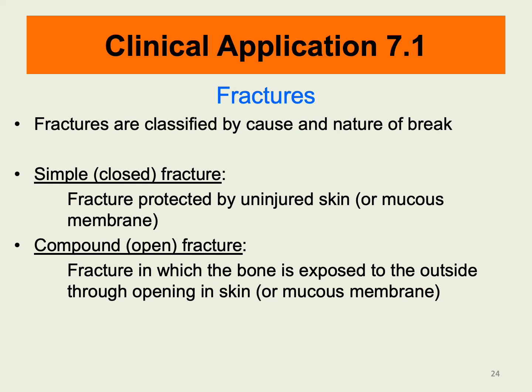Okay, now we came to clinical application, the fractures. Fractures are classified by cause, what caused it, and nature of the break. And it can be either simple or compound. Or in other words, it can be closed or open. If it's closed, that means fracture protected by uninjured skin or mucous membrane. So bone is not exposed to atmospheric air. But compound or open fracture, bone is exposed to the outside through an opening in the skin or mucous membranes.